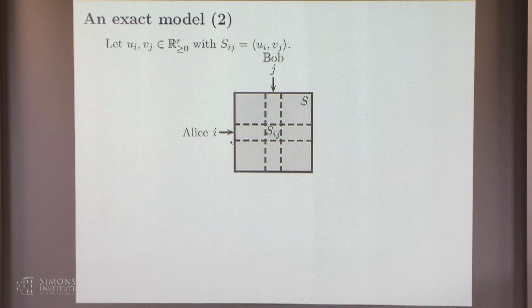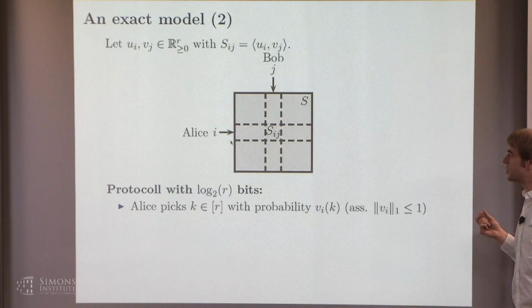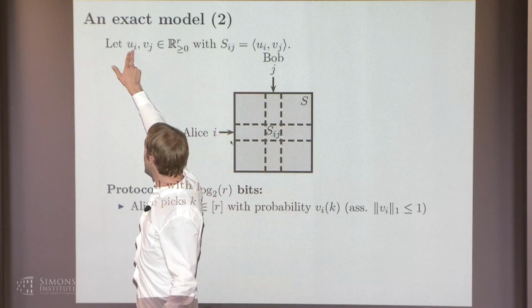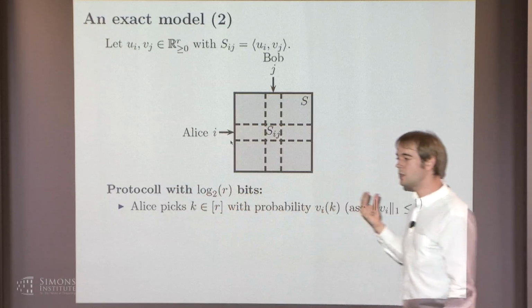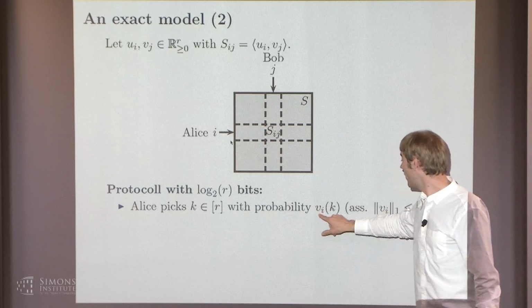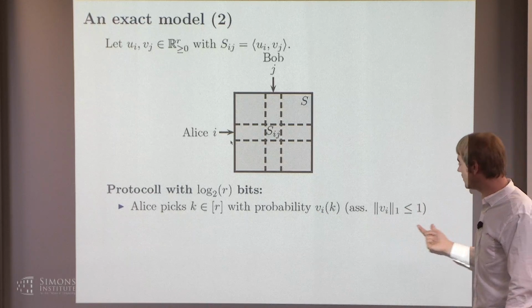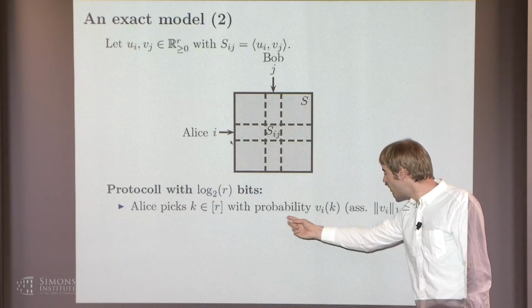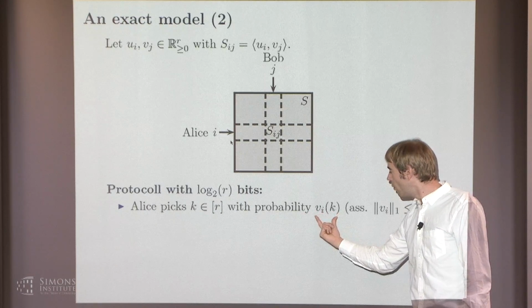And here we go. Alice does the following: she looks at her vector u_i, and she picks a random entry, but not uniformly. She picks an entry proportional to the value.